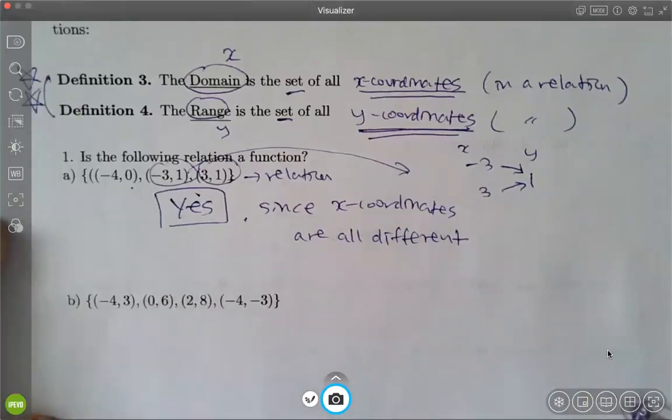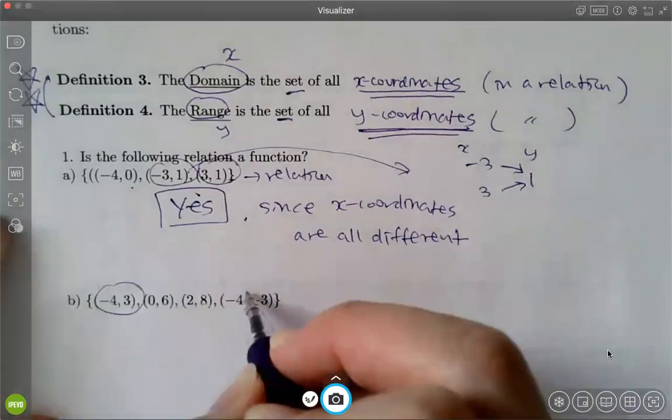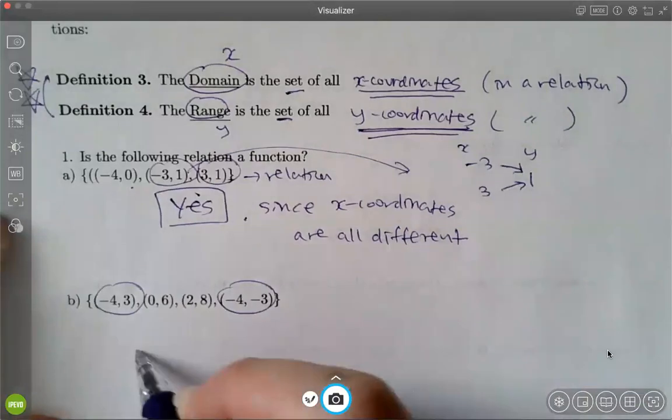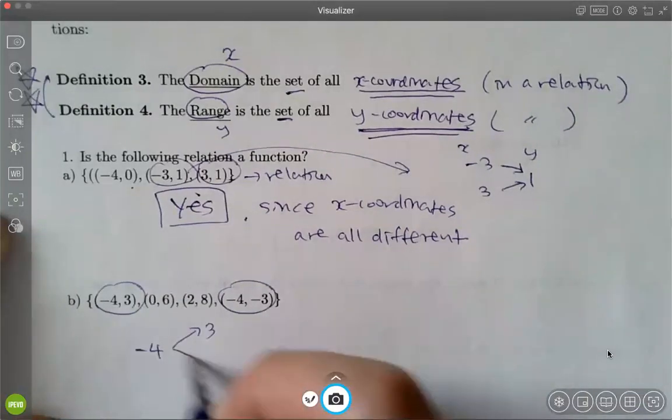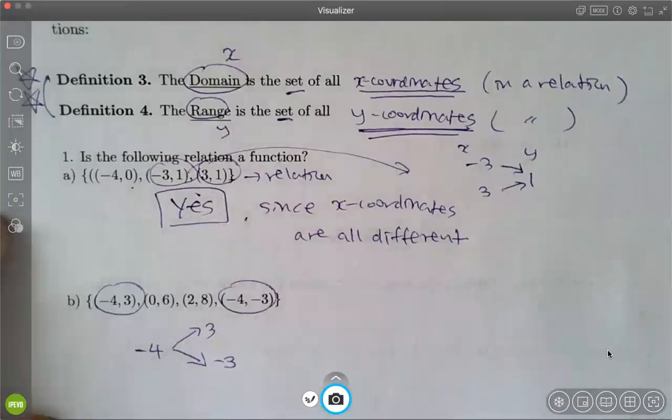The first set and the last set. Right, this one and this one, right? So what do they mean? That and this, right? Okay, and that's not okay, right? That's not okay.